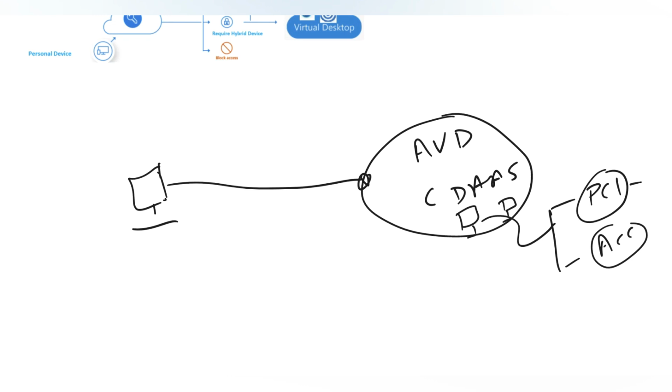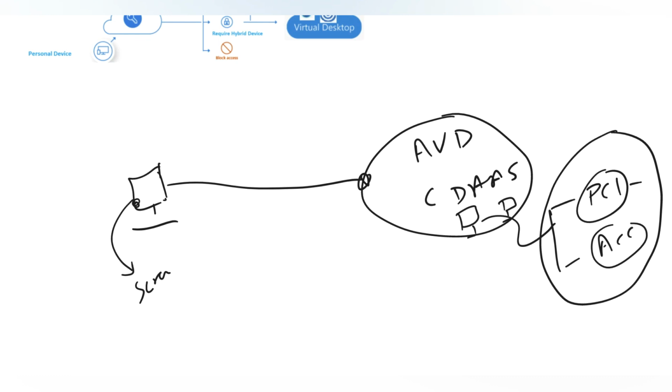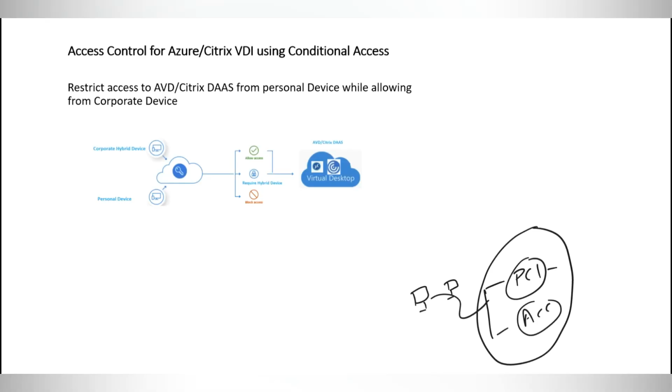Let's say this user has installed some screen capture software on his personal device. He can capture all the PCI or account-related data of the customer on his personal device, and he can use that data in an illegal way. Either he can sell that data to somebody else, or he can do fraudulent activities with respect to your customer's card or account details. This is just an example.